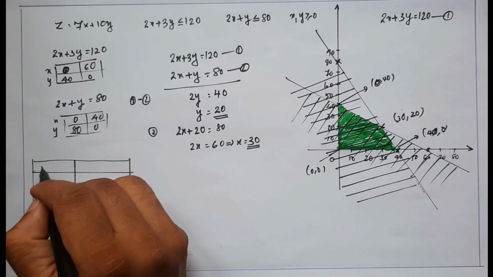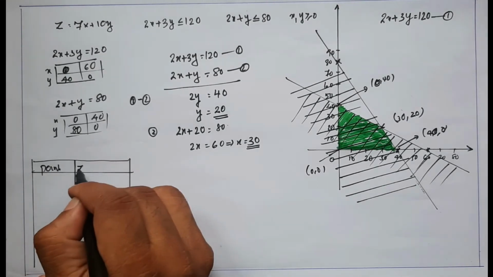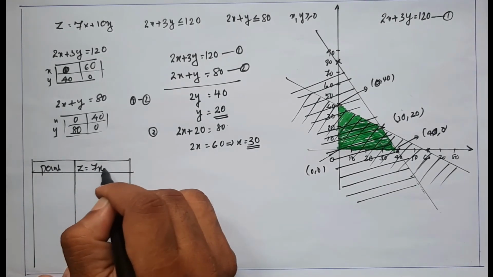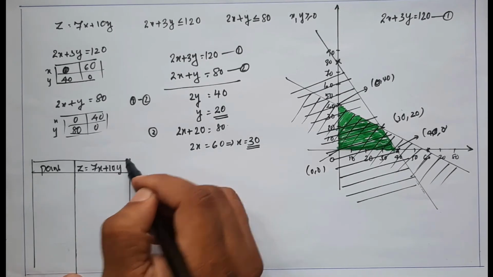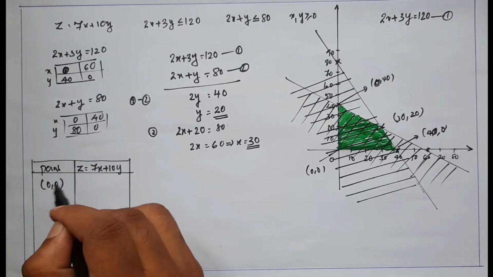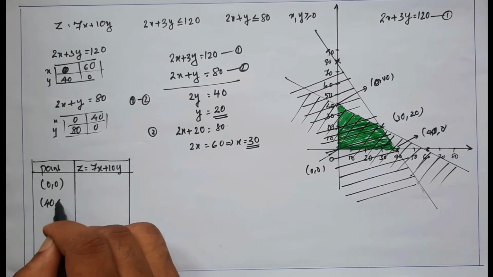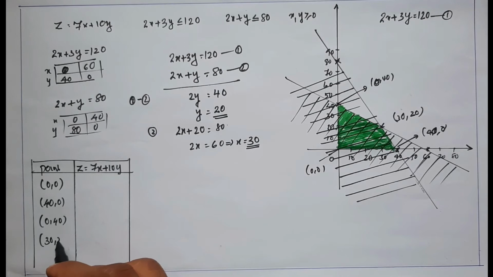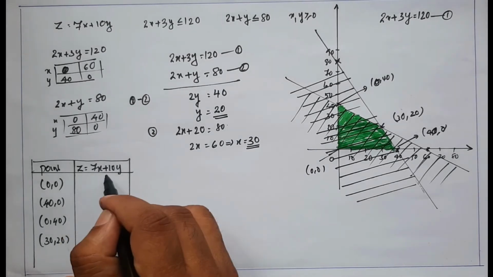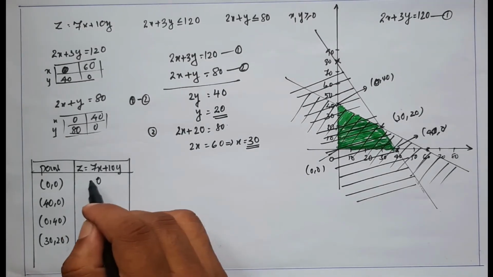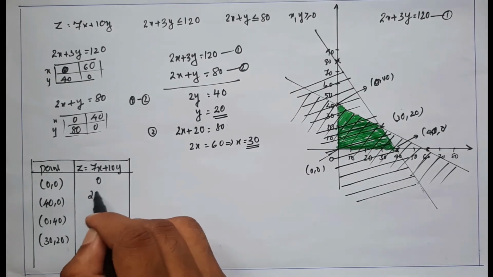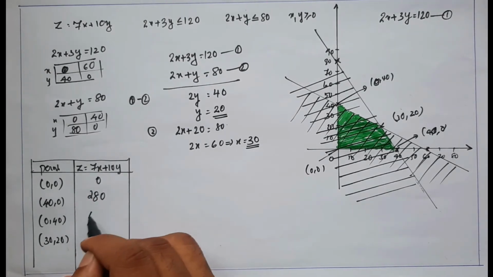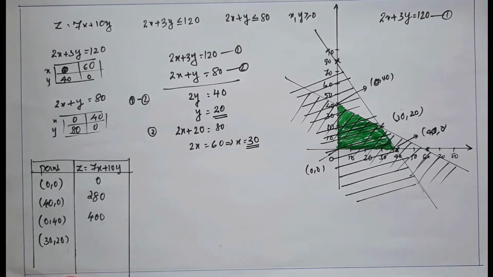Here take the corner points, and here take the main function 7x + 10y. The corner points are (0,0), (40,0), (0,40) and (30,20). Now we substitute the values into the main function. We get 0, 7 into 40 is 280, 0 into 40 is 400, and at (30,20) we get 410.